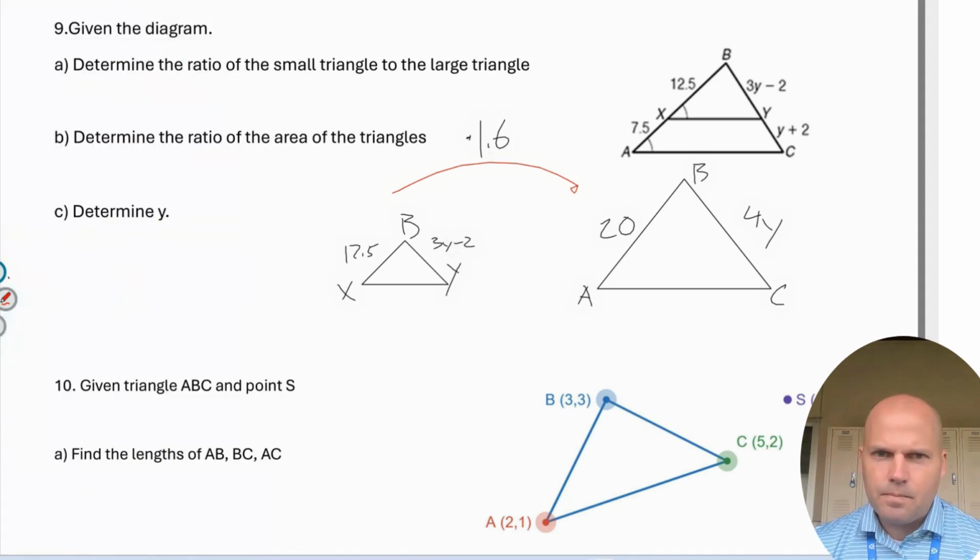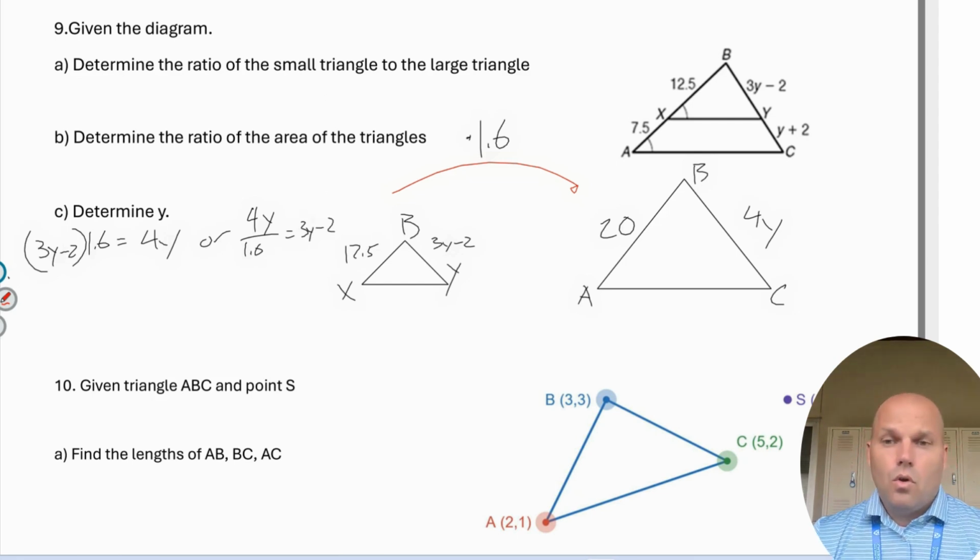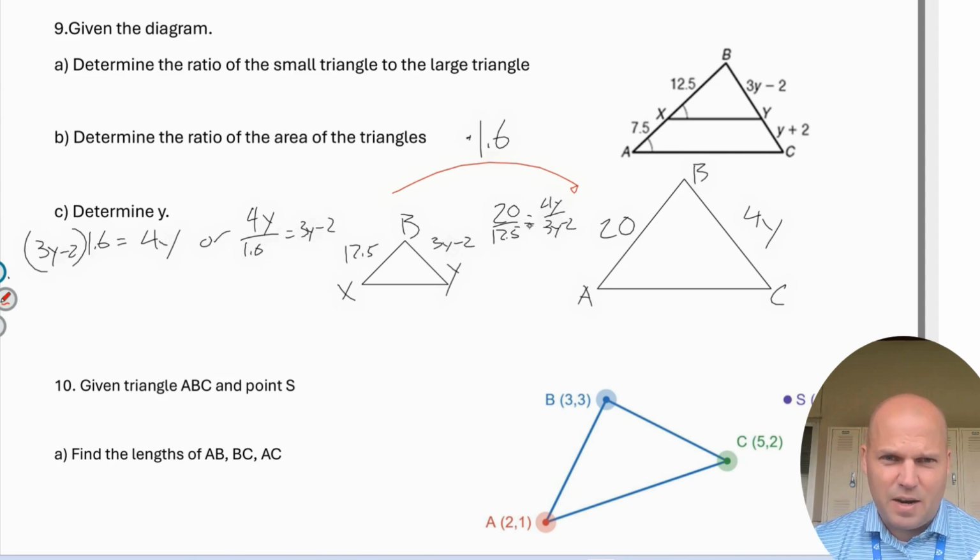That means you could take 3y minus 2, multiply it by 1.6, and you'll get 4y. Or you could take 4y divided by 1.6 and get 3y minus 2. Or you could set up a proportion. It'll have decimals. It'll be gross, so I'm not going to do that. But you could set up a proportion, 20 over 12.5 equals 4y over 3y minus 2, and then cross multiply and divide, but then it'll be a lot of decimals.